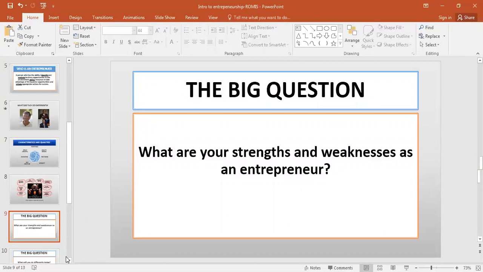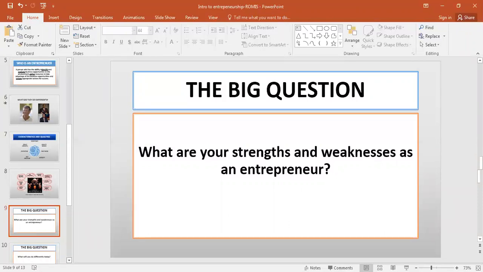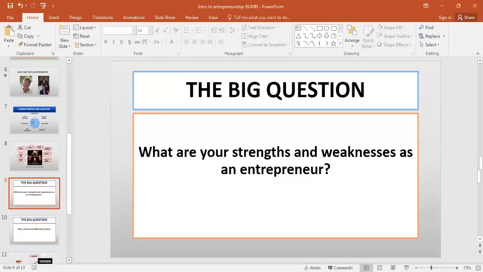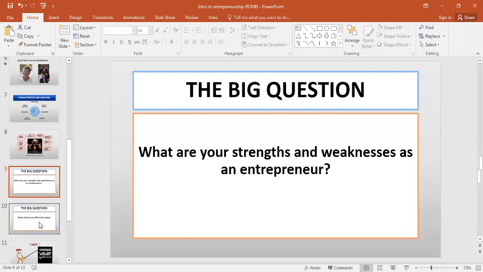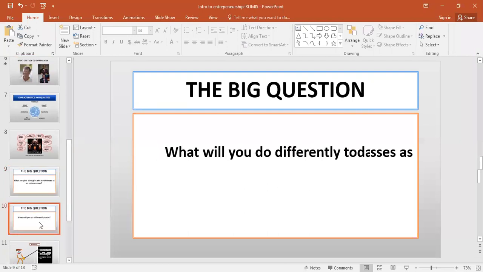Then while I await your response in the chat box, I'm also going to drop another question. And the next question is, what will you do differently today? What will you do differently? After identifying these weaknesses and these strengths, from what you have learned so far, what will you do differently?